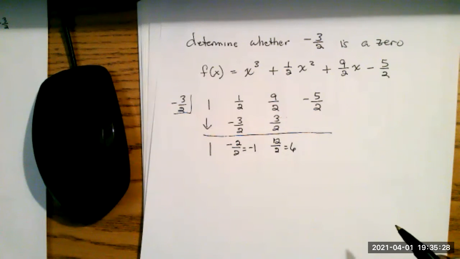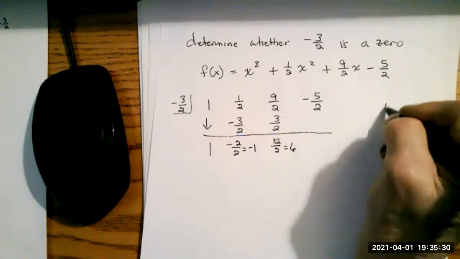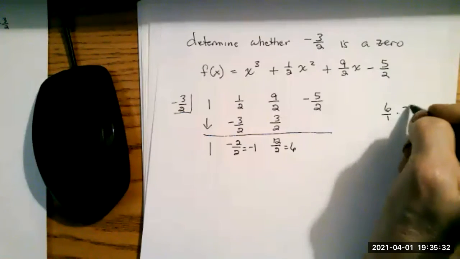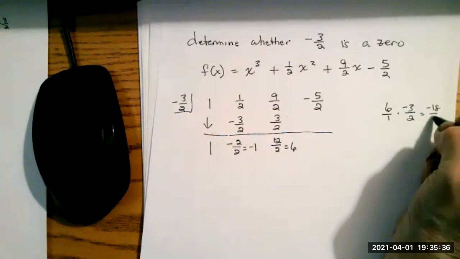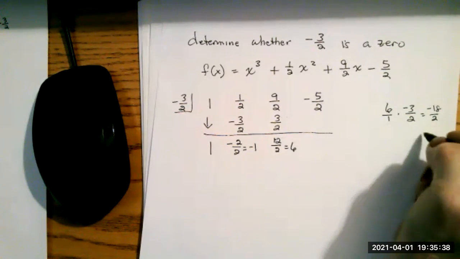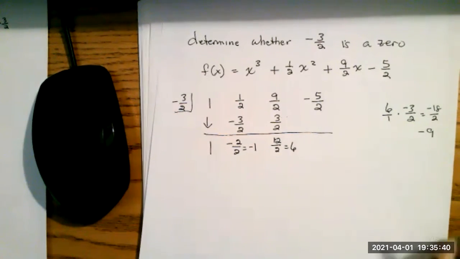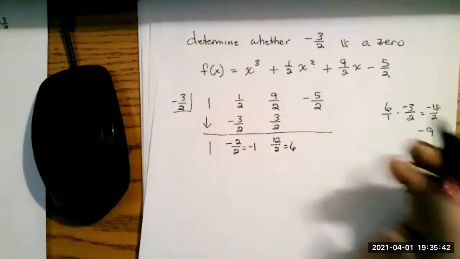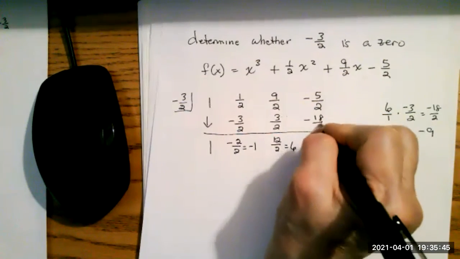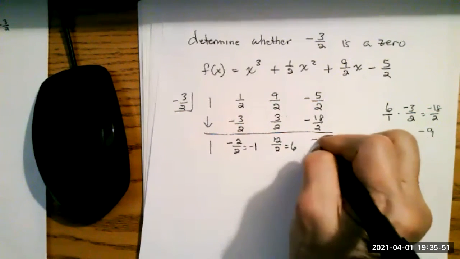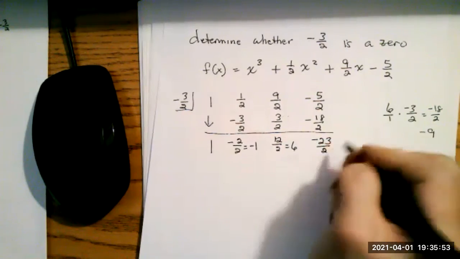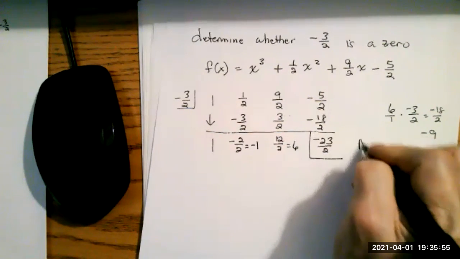Okay, now then, I may need to come over here on the side and multiply this one. That looks like -18/2, and -18/2 is -9, but I might as well leave it 18/2 because I've got that 5/2 up there, which is -23/2. So the answer to this is no.